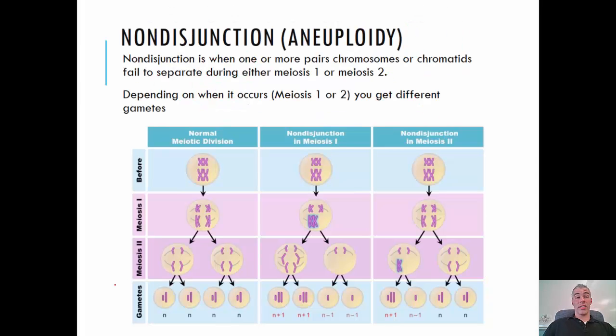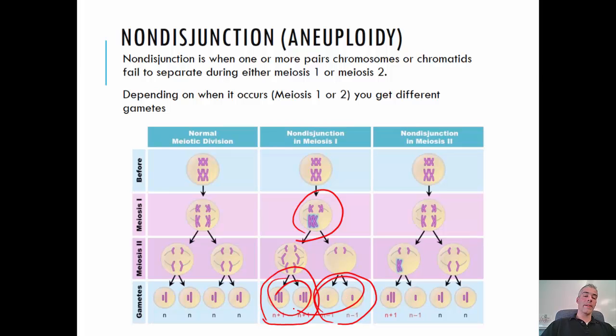Non-disjunction occurs when, as I said, one or more pairs of chromosomes fail to separate during either meiosis 1 or meiosis 2, and depending on when it happens, you can get differences in the gametes that are formed. This is showing normal meiotic division right here. Now remember, in normal meiotic division, you want all sperm and egg to be N from the 2N individual that started at the beginning. But if non-disjunction happens here, where the chromosomes aren't separated, you're going to create 2 gametes that are N+1 and 2 gametes that are N-1, meaning this has an extra chromosome and this has one less chromosome.